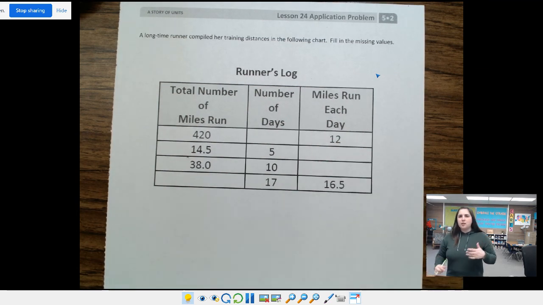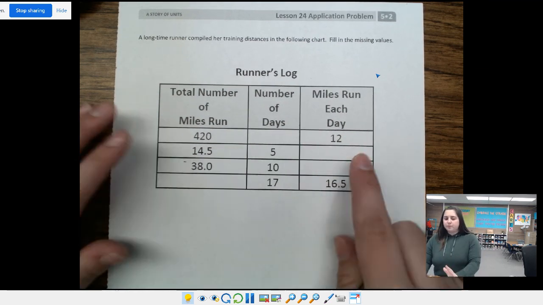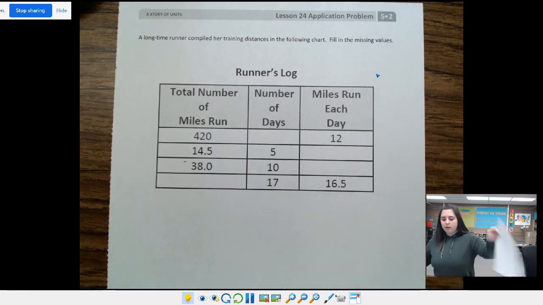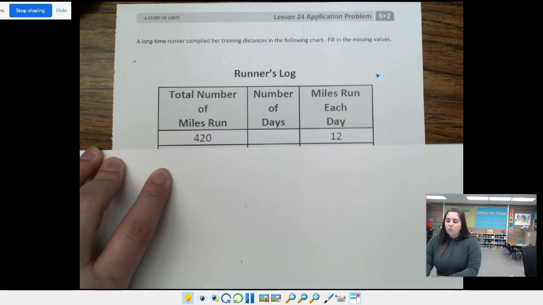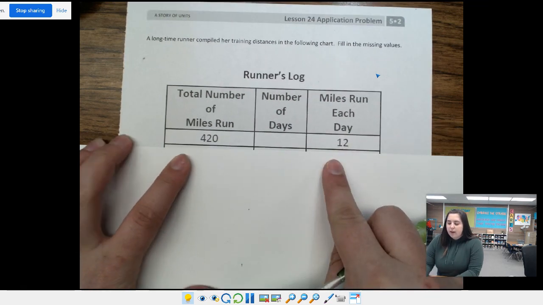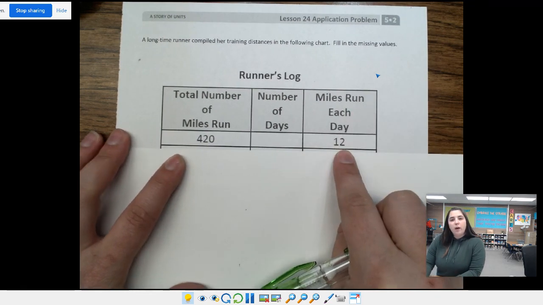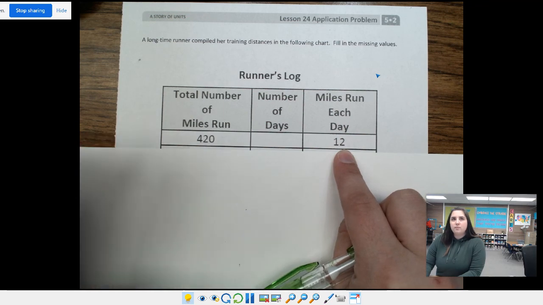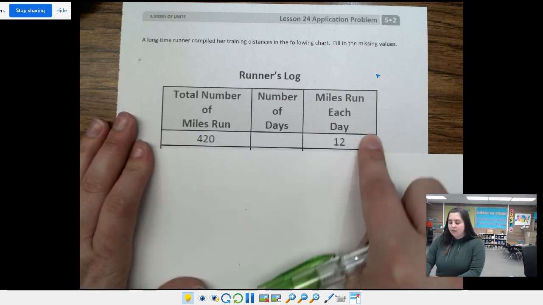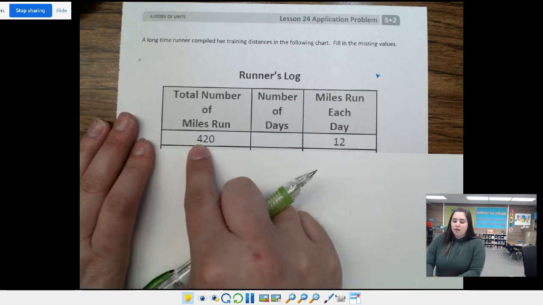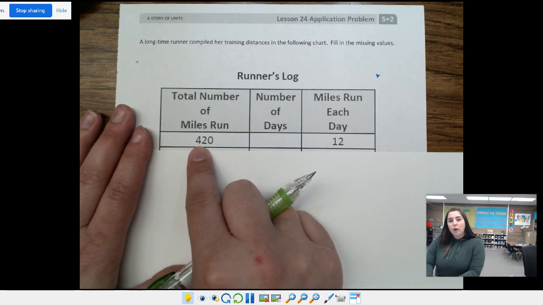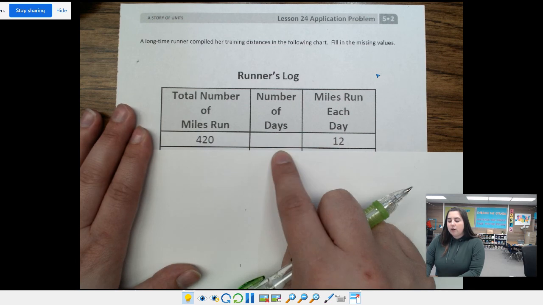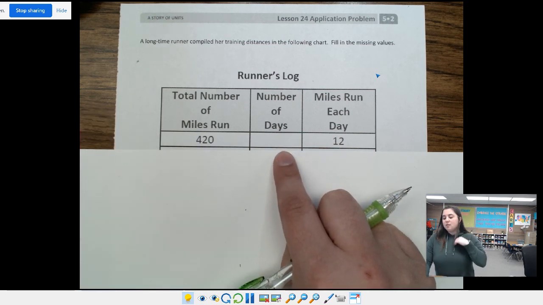So let's think about this. Let's look at this first one. I have a lot of information here. I'm going to cover that up. So what this is showing us, every day they ran 12 miles. They ran a total of 420 miles. Our job is to figure out how many days they ran.